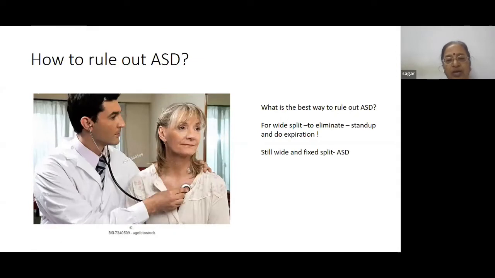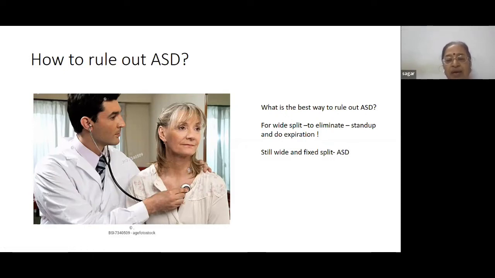The easiest way to rule out an ASD is to eliminate the wide split and then ask the patient to stand up. Okay, ask the patient to stand up and expire. When you do that, the width of the split should come down when you stand. When you stand, the amount of blood coming from the veins is less. This is even in a normal person. I'm not talking about ASD. If you ask any person to stand, the width of the split should come down because the amount of blood coming to the right heart is less, because there's venous pooling in the legs.